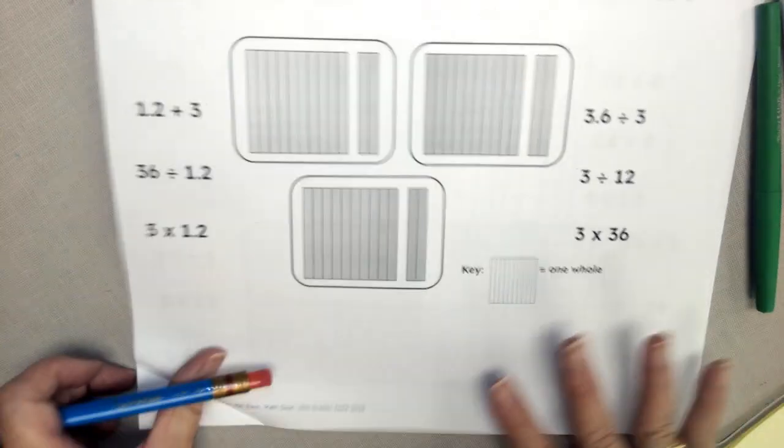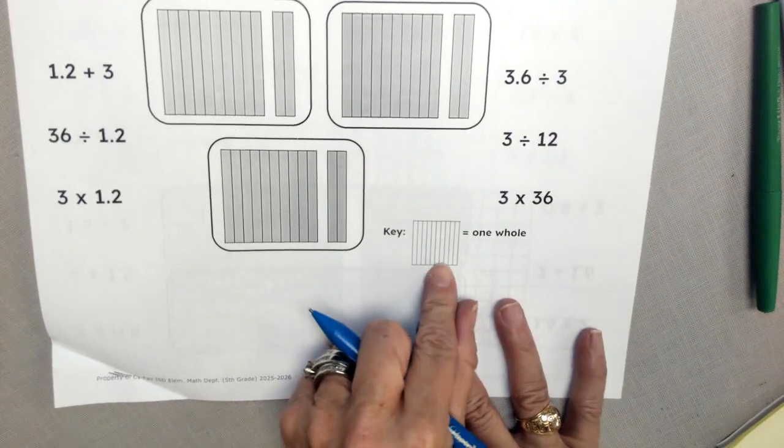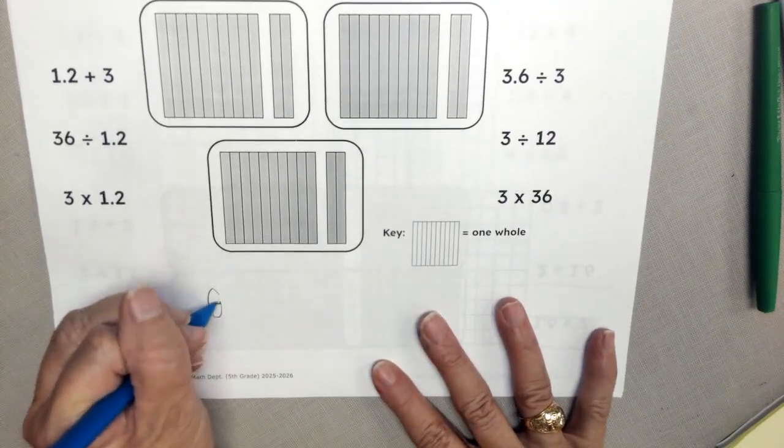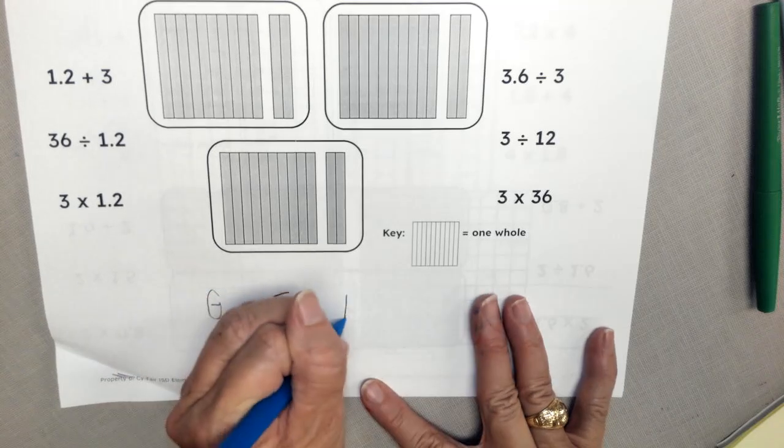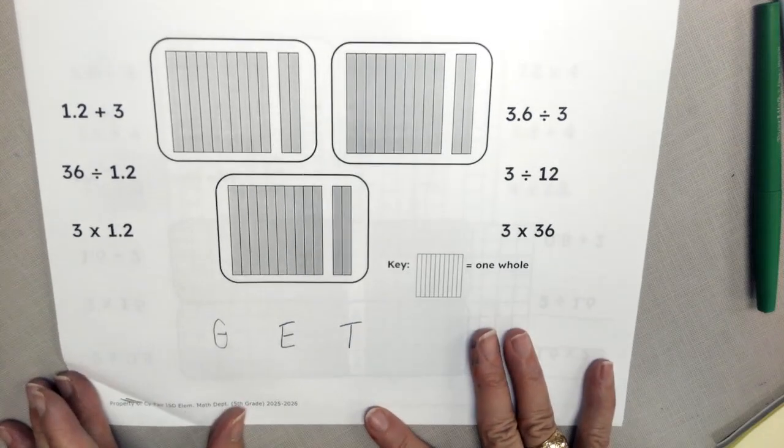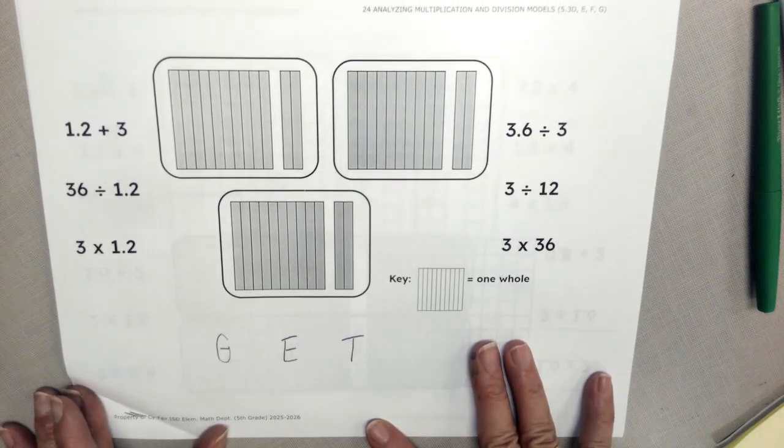And then finally, for the last page, look at your model, write your strategy, and then see what you can come up with. Make sure you're circling 2 for each page.